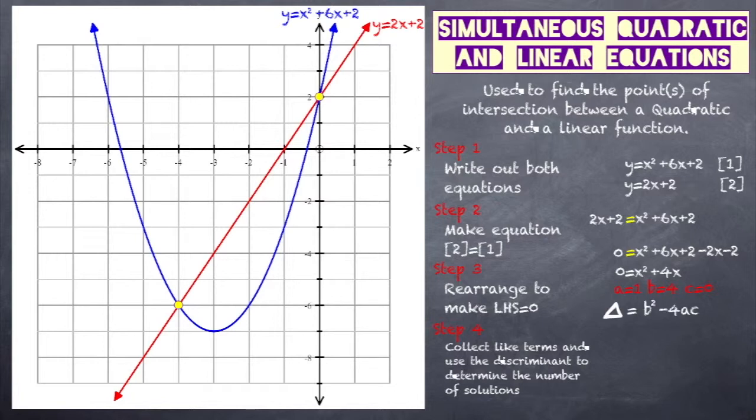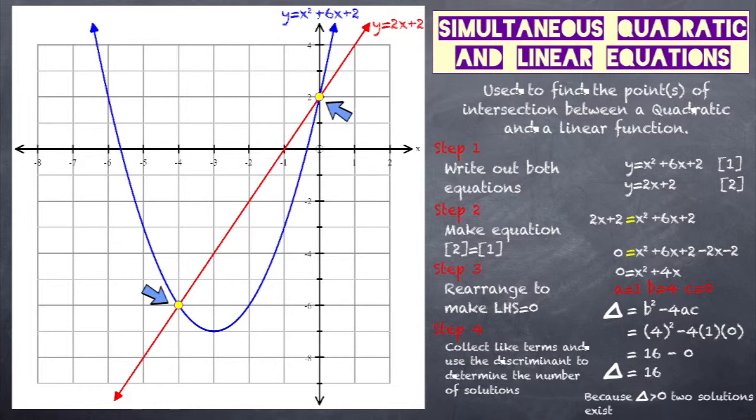And so now that we know our a, b and c values, what we can do is substitute these into the formula for the discriminant. That will get us b squared minus 4ac. So you get 4 squared minus 4 times 1 times 0. 4 squared is 16 and 4 times 1 times 0 is 0. So you get 16 minus 0, which is equal to 16. And of course, because our discriminant is positive, we know that we have two solutions.